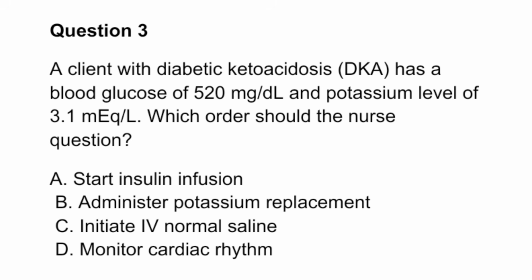Question 3. A client with diabetic ketoacidosis, DKA, has a blood glucose of 520 milligrams per deciliter and potassium level of 3.1 milliequivalents per liter. Which order should the nurse question? A. Start insulin infusion. B. Administer potassium replacement. C. Initiate IV normal saline. Or D. Monitor cardiac rhythm.